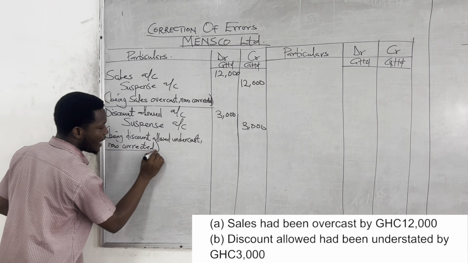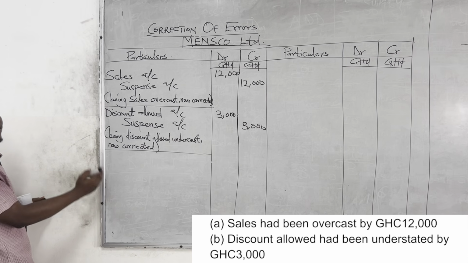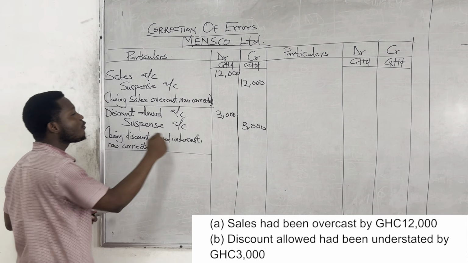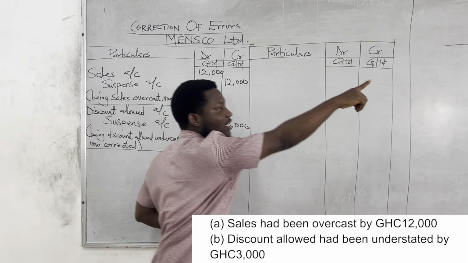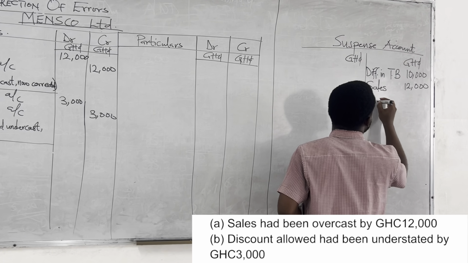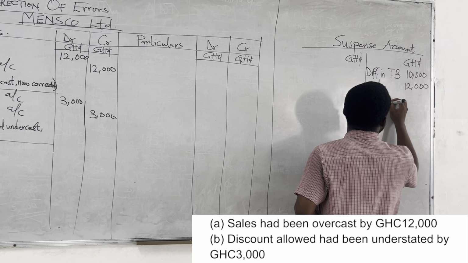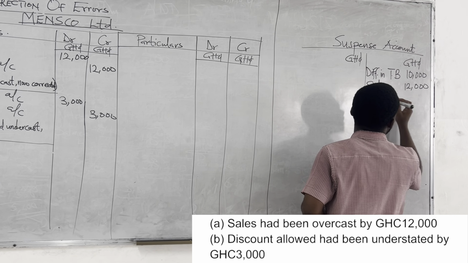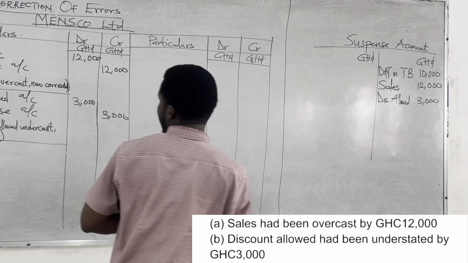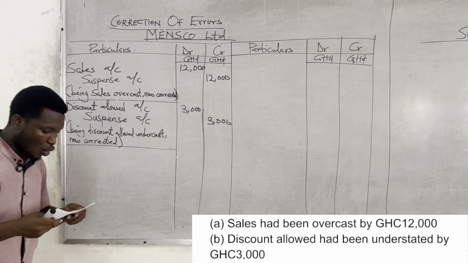So then you underline this. Now, when you look at this transaction, the suspense account has been credited in the name of discount allowed. So you go to your suspense account, then you credit your suspense account in the name of discount allowed. So we have a discount allowed of 3,000. So we are done with the transaction 2 or the B.